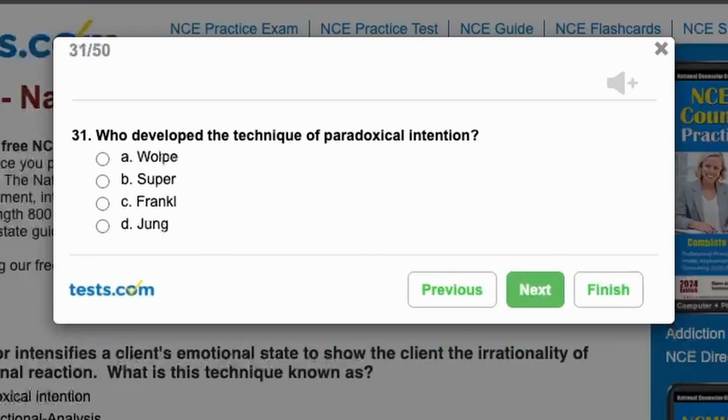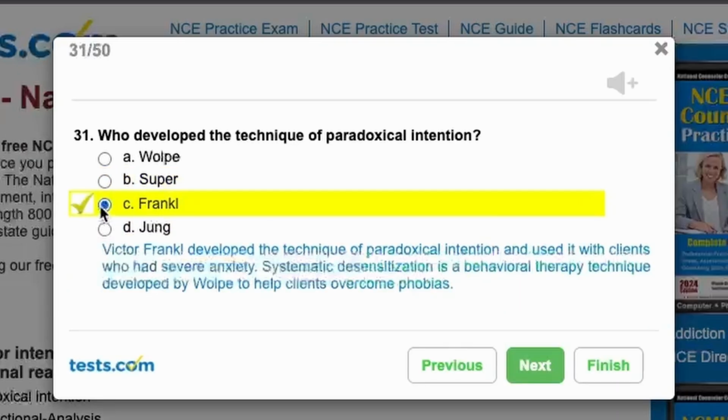Who developed the technique of paradoxical intention? A. Wolpe, B. Super, C. Frankl, or D. Jung? C. Viktor Frankl developed the technique of paradoxical intention and used it with clients who had severe anxiety. Systematic desensitization is a behavioral therapy technique developed by Wolpe to help clients overcome phobias.